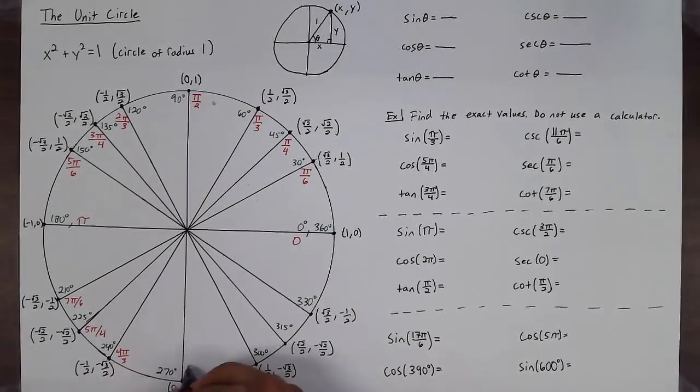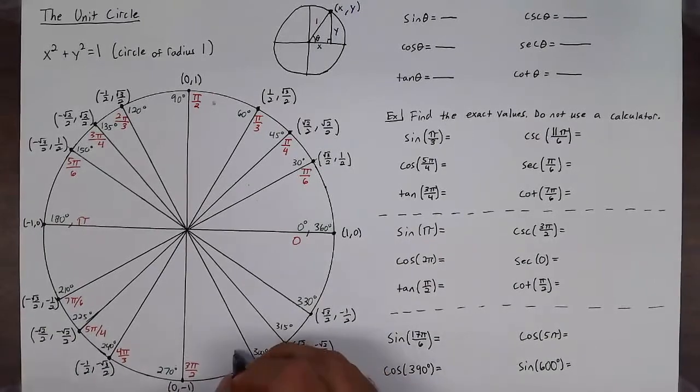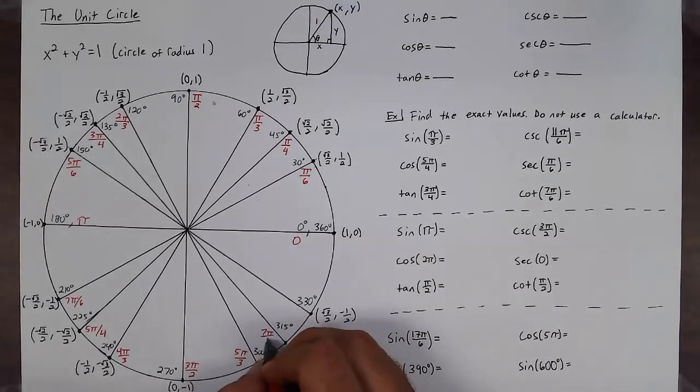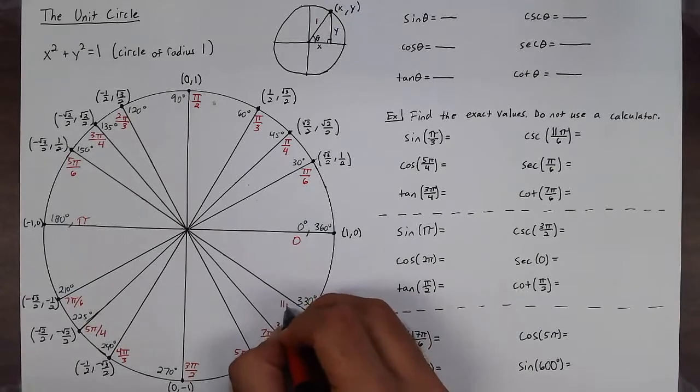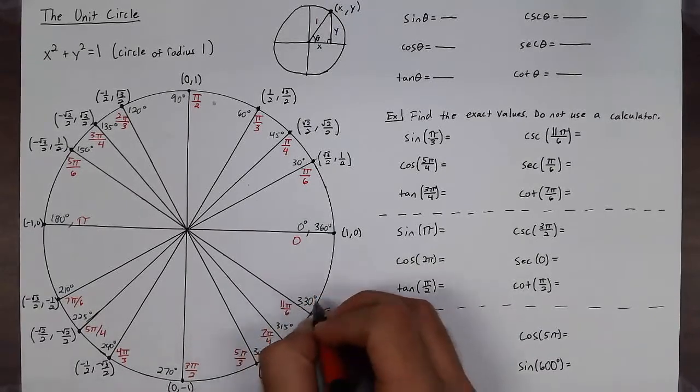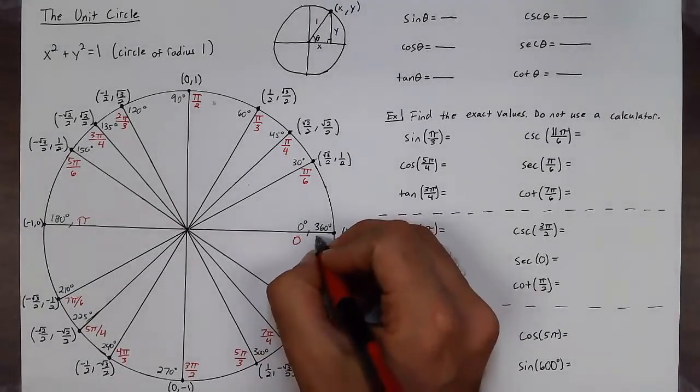270 would be 3 pi over 2. 300 degrees will be 5 pi over 3. 315 will be 7 pi over 4. And 330 would be 11 pi over 6. That brings me back to 360 degrees, one full revolution, which is 2 pi.